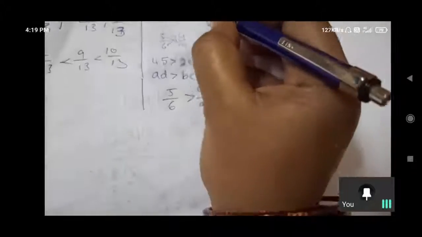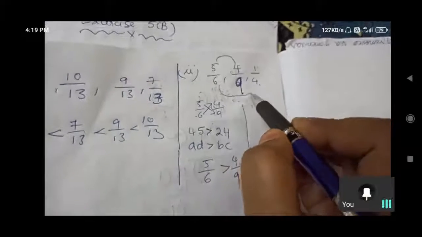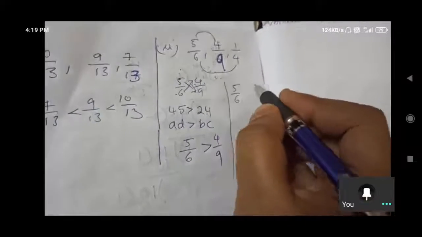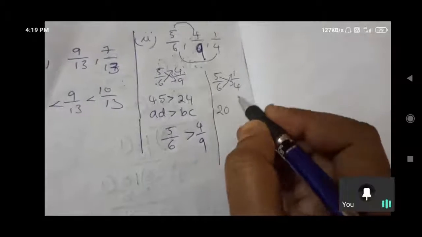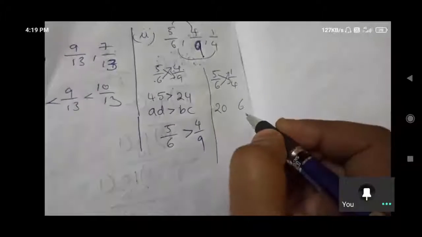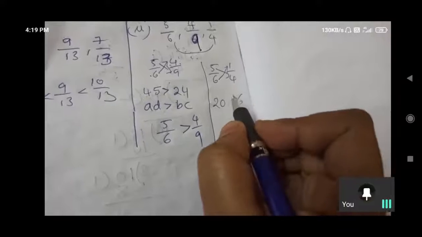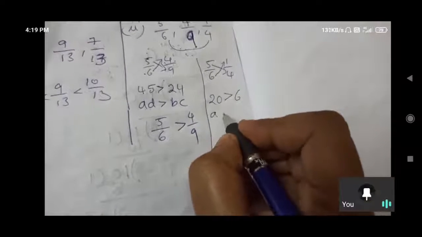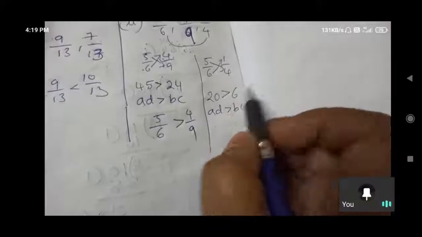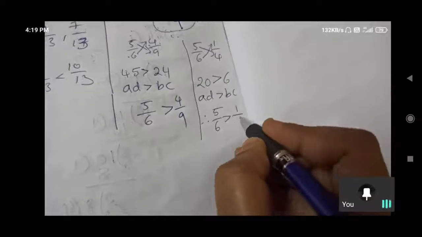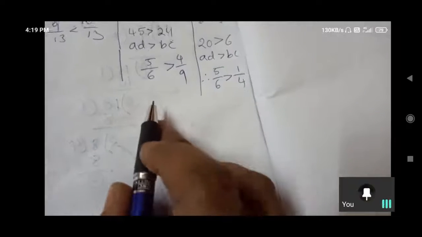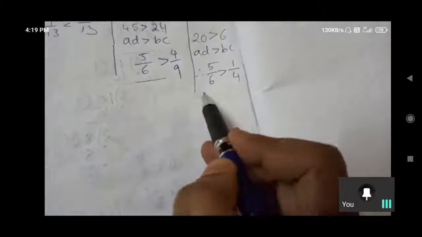So it's over. Next we compare another two. 5 by 6, 1 by 4. Just do the cross multiplication. 5 4s are 20, 6 1s are 6. Which one is bigger among these two? This one. Again, AD is bigger than BC. So, therefore, 5 by 6 is greater than 1 by 4. So 5 by 6 is larger than all.